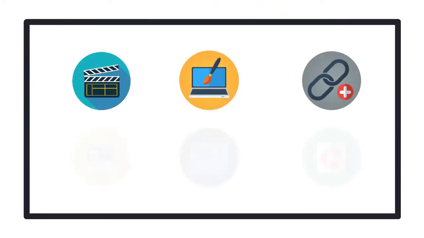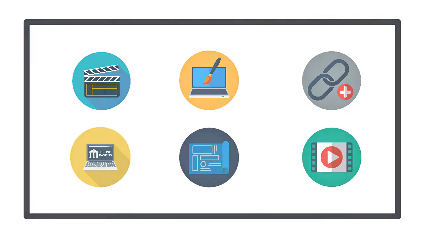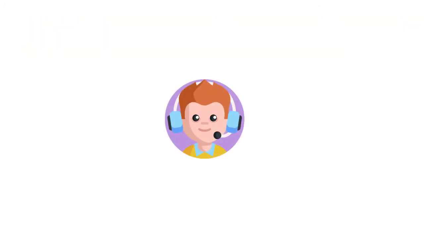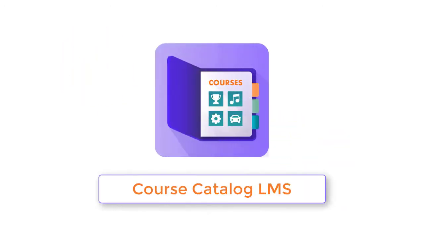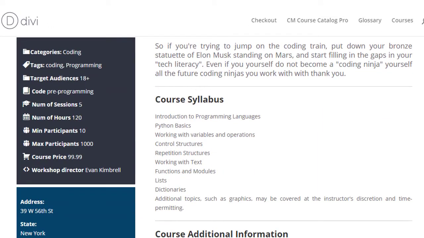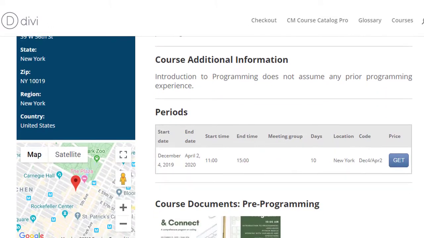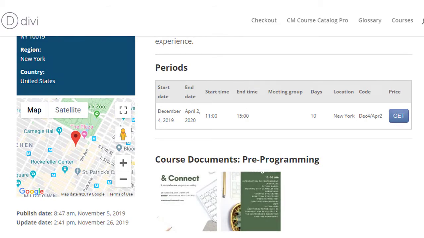Do you want to list courses in a single beautiful catalog? Everyone, from freelance educators to schools, can attract more students with the Course Catalog WordPress plugin. Create course pages with rich text, video, images, and more to make your content more appealing.